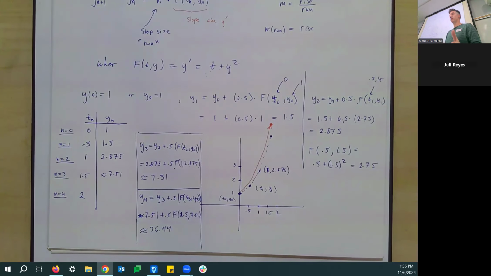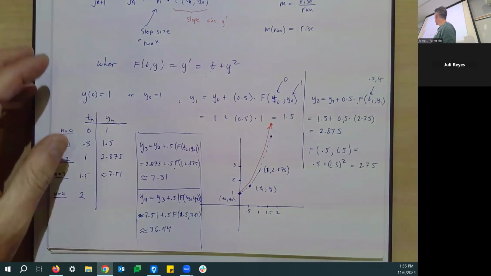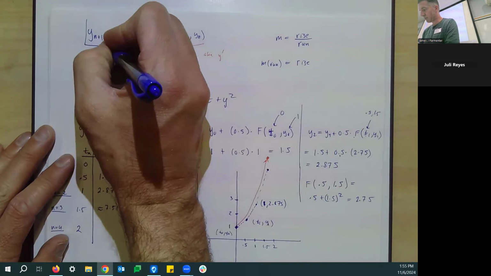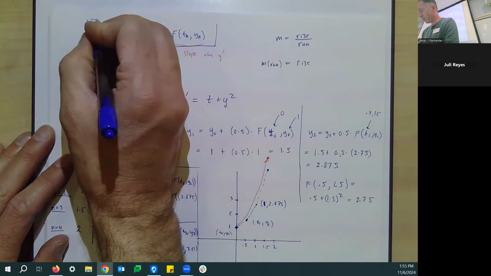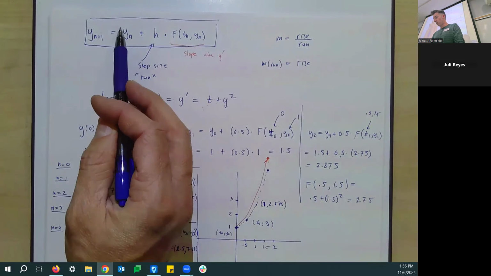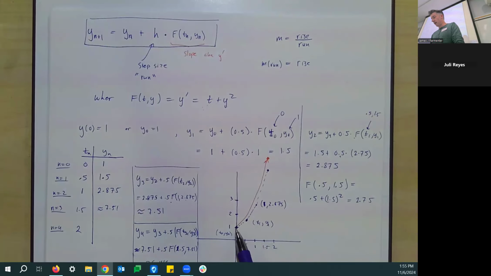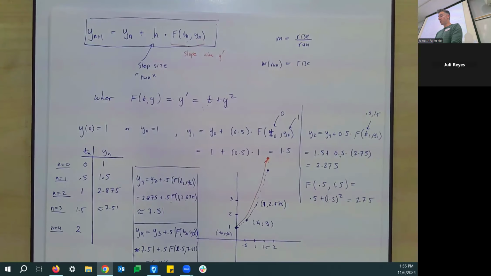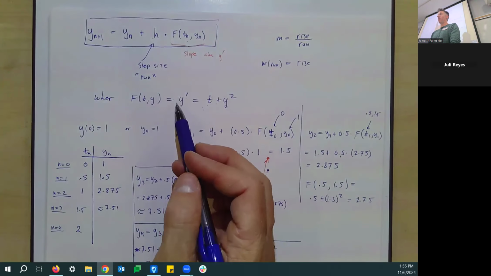Other questions about this, aside from why is it terrible? It's terrible. So as a reminder, this is what we're doing. You're taking your previous y value and you're finding the new y value by taking that old y value and adding the rise, which is just your run times your slope. So when you have this differential equation, it does have to be y prime isolated.